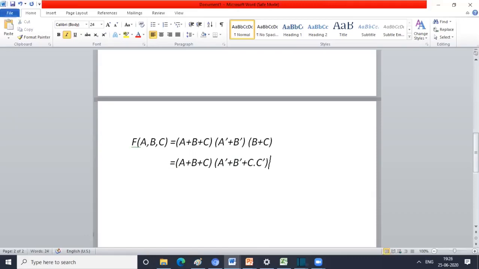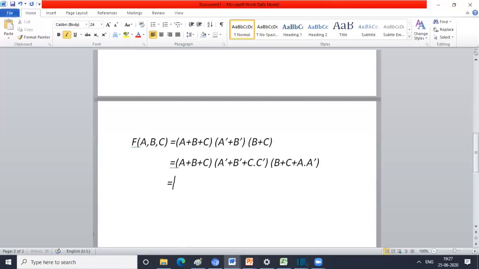Then the third term, B plus C. Whether it has a missing literal, yes. Which literal is missing? A. So what we should do? We should perform an OR operation between this B plus C and, yes, what should be the second term? The second term should be obtained by taking the AND operation between the missing literal, in this case A, and its complement. So A dot A bar. Okay, bracket. Getting very simple. After that, what is the next step? We have to apply the distributive property.